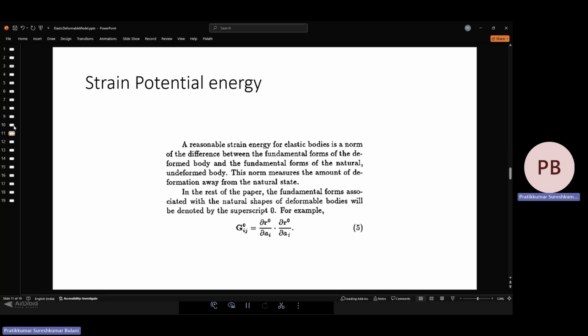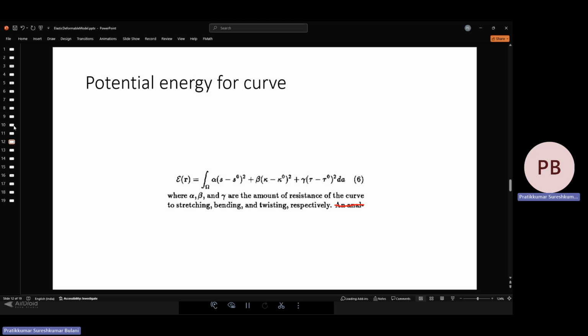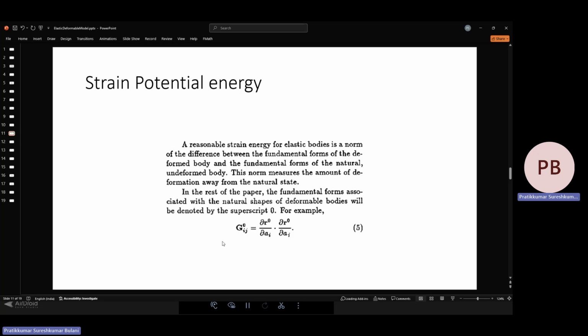Now let's convert that potential energy to strain energy. So it's just strain potential energy. What we can do is, let's call this the G matrix which I talked about. Let's call it G0, which represents the G matrix for the natural body. Natural body means the undeformed body.